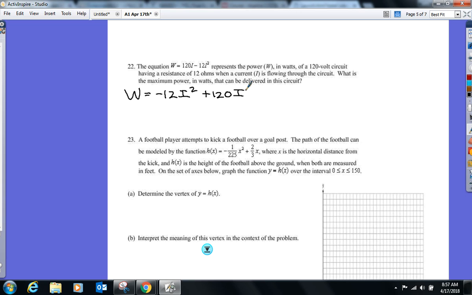All right, now let's find the x value, which is, yes, the axis of symmetry. Negative b over 2a. Go ahead, pick off the b value. B value. 120, so when I plug it in, negative 120 over 2 times negative 12. Nice. So let's find this x value for the axis of symmetry.